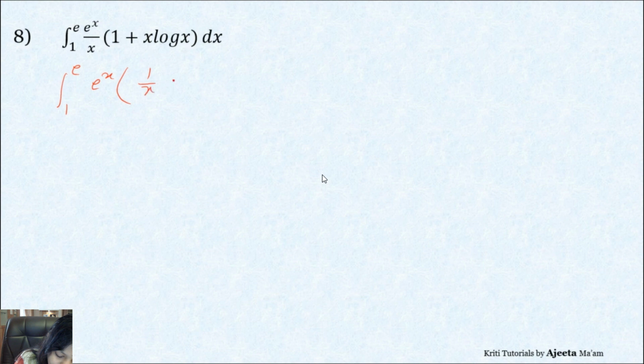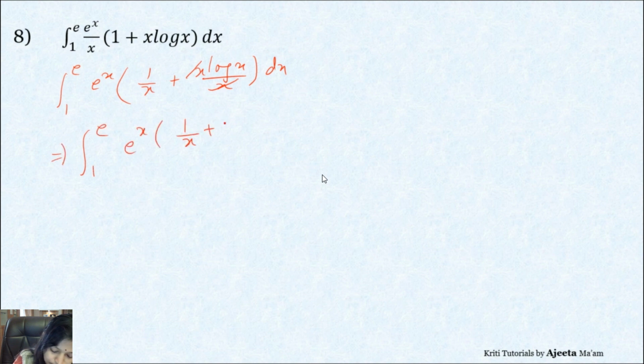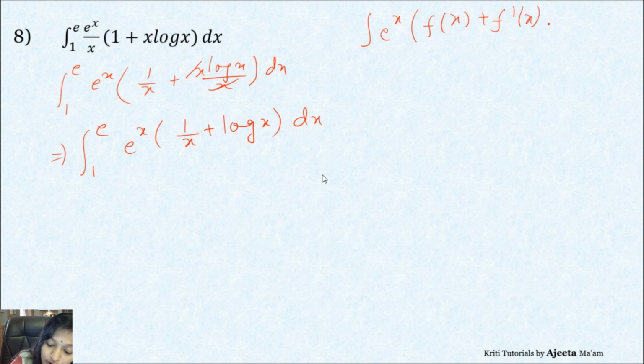x inside, what will I get? Now can you remember some theorem or anything? See what we have got. We have got the question like this. Now tell me, any theorem you are reminded of? Yes, that's a very important theorem, exponential x into f of x plus f dash x. If you have two functions in addition such that one is the derivative of the other and exponential x is there outside it. So what is your answer using the theorem?